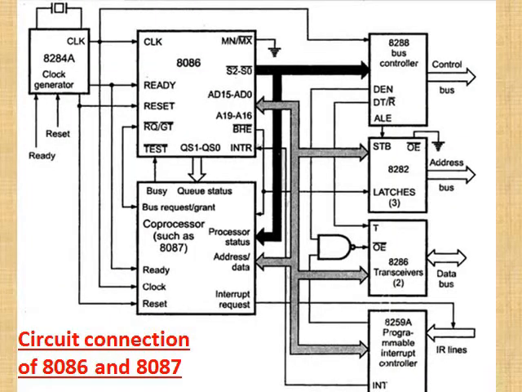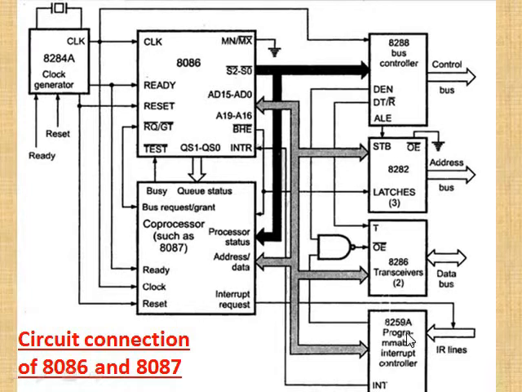Coming to the interface of 8086 and 8087. As a coprocessor, 8087 is connected to 8086. 8086 operates in maximum mode, thus the pin MN/MX bar is grounded. Then 8284 provides the common clock, reset and ready signals. 8282s are used to latch the address. 8286s are used as data transceivers. And 8288 generates the necessary control signals using the status pins S2, S1 and S0.